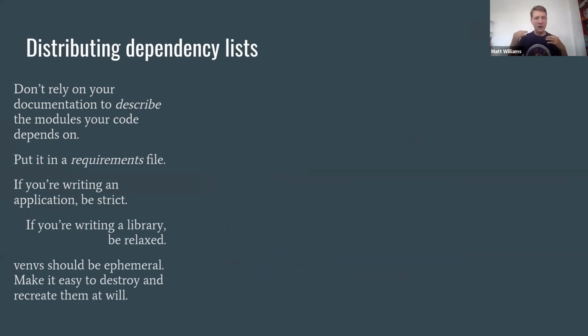You should document it explicitly by putting it in a requirements file, by saying, I want this package at this version. So if you're writing an application, you should be really strict with the versions you require. I want exactly this point version because you've tested it and it works. If you're distributing a library, you want to be relaxed and say it works with version 1 of numpy and everything's good. And this allows you to make it easy to destroy and recreate virtual environments. They should be ephemeral. Throw one away, make a new one, keep it rolling. That's how you get your flexibility and your reproducibility.